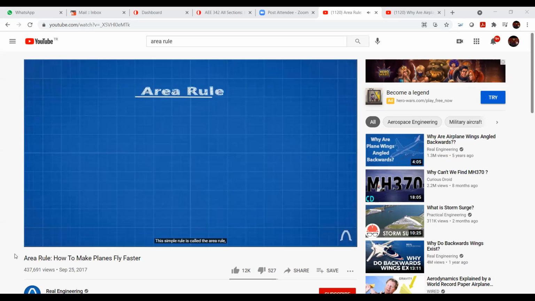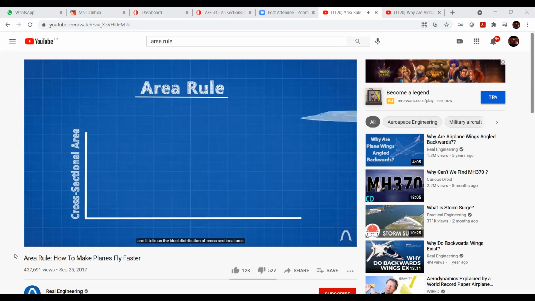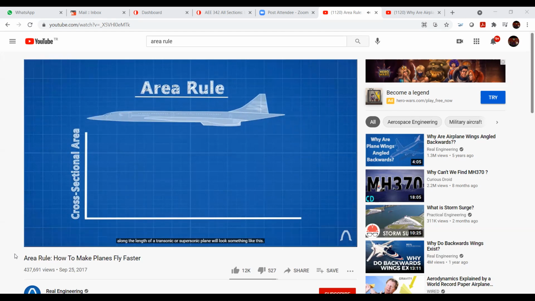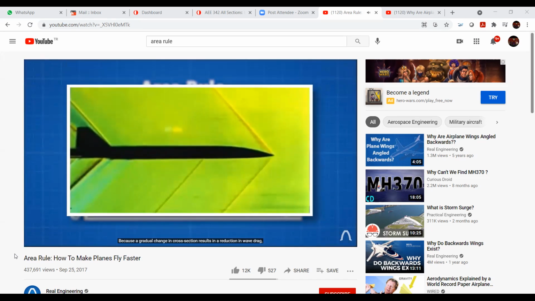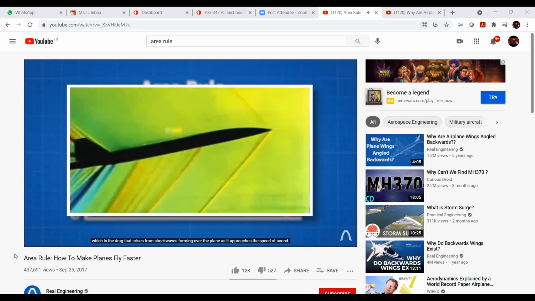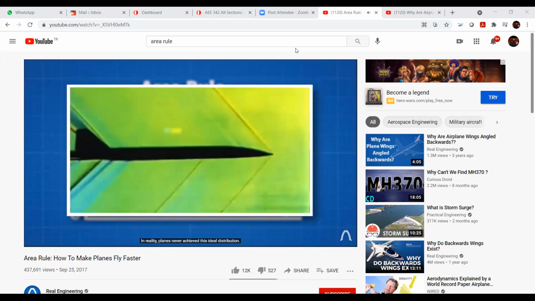This simple rule is called the area rule, and it tells us the ideal distribution of cross-sectional area along the length of a transonic or supersonic plane will look something like this. That includes the wings, engines, everything. Because a gradual change in cross-section results in a reduction in wave drag, which is the drag that arises from shock waves forming over the plane as it approaches the speed of sound. In reality, planes never achieve this ideal distribution.